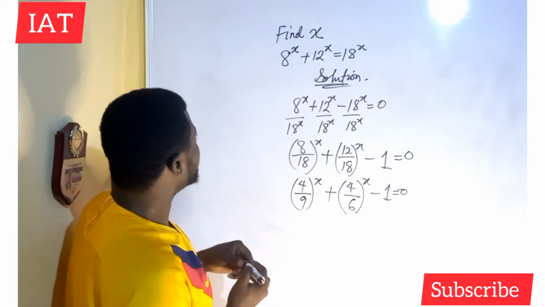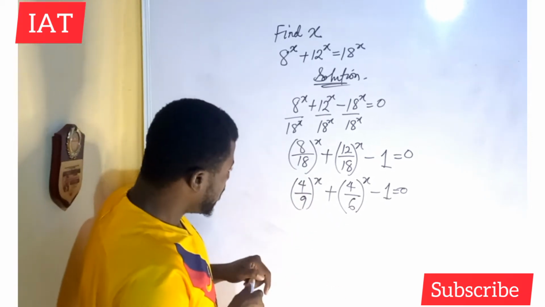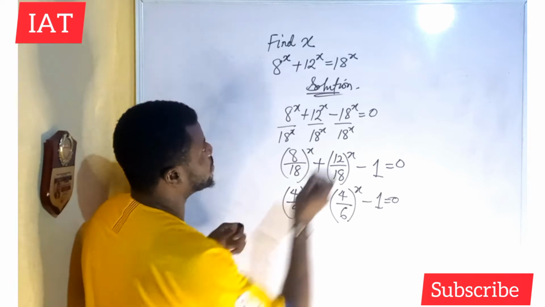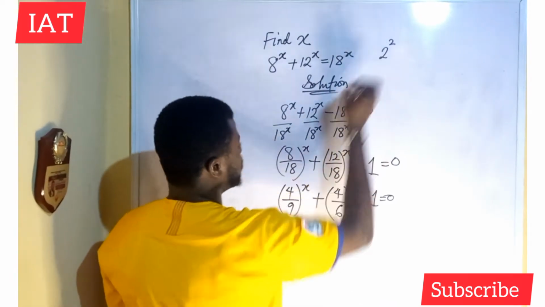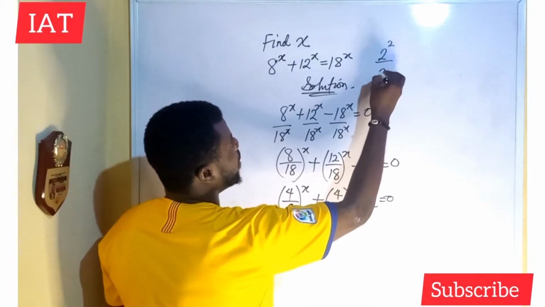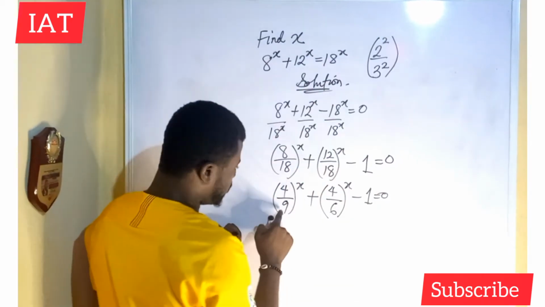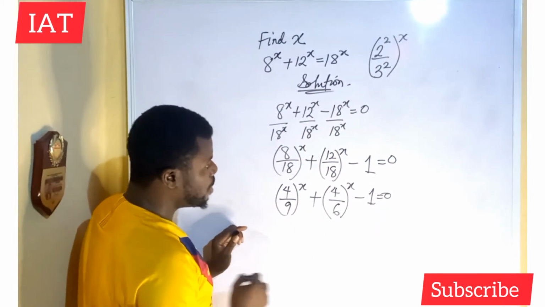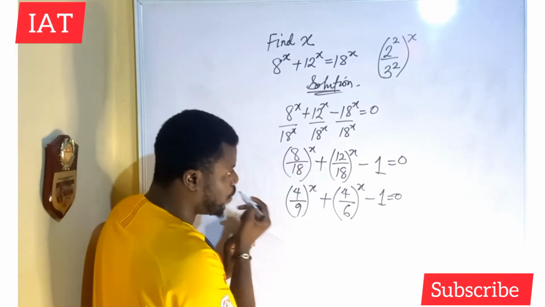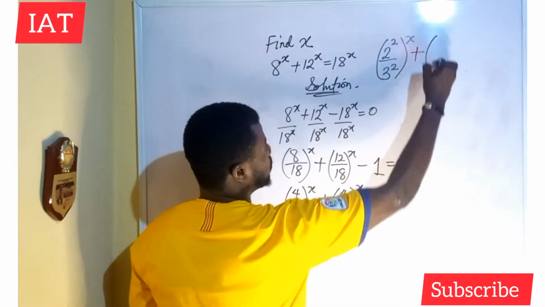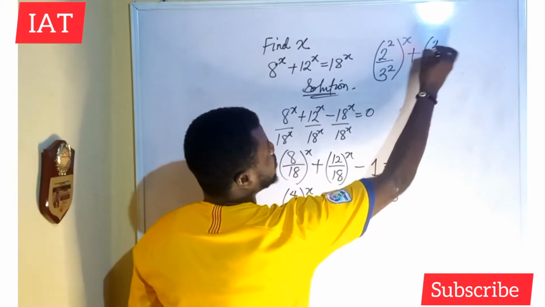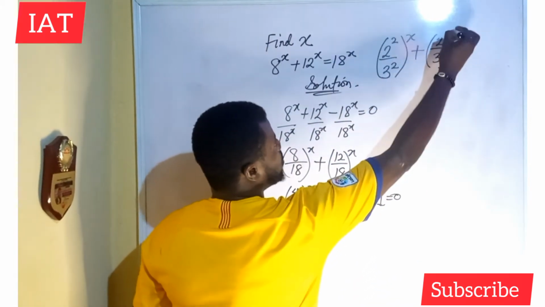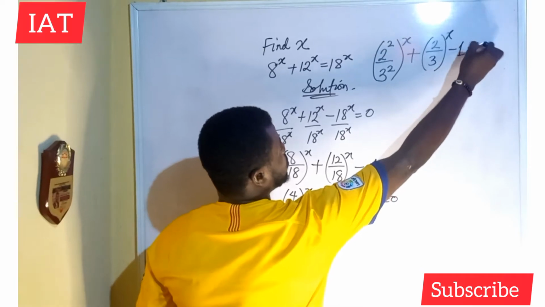Again, looking at this problem, simple. I can say at this point that this is the same thing as 2 to the power of 2, which gives us 4, and 3 to the power of 2, which produces 9, all to the power of x. Does that make sense to you? Here also, you can still reduce. 2 can go into 4, and that will be 2 times, and 2 goes into 6, that will be 3. All this to the power of x, minus 1, equal to 0.